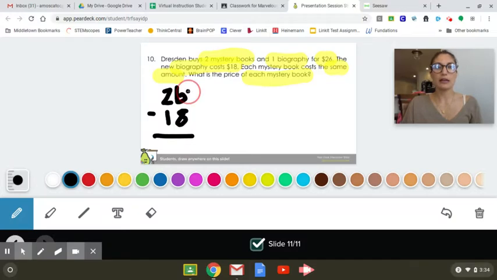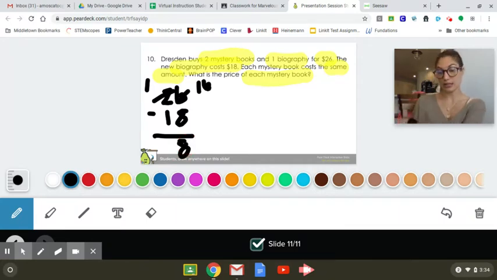Now I know I can't do 6 minus 8, so I got to make that 6 a 16. I borrowed, so the 2 becomes a 1. 16 minus 8 is 8. Okay, so now I know the biography cost $18, and the 2 mystery books together cost $8. But I want to know how much each one costs if they're the same amount. So I know $8 is the total for the mystery books. Now I need to divide it by 2 for the 2 of those books.